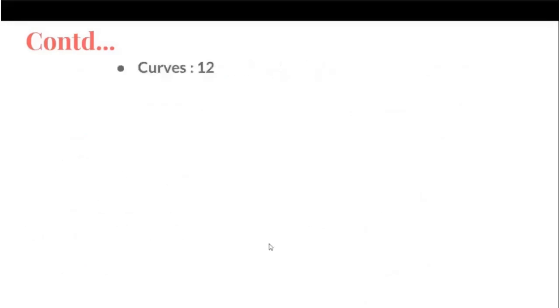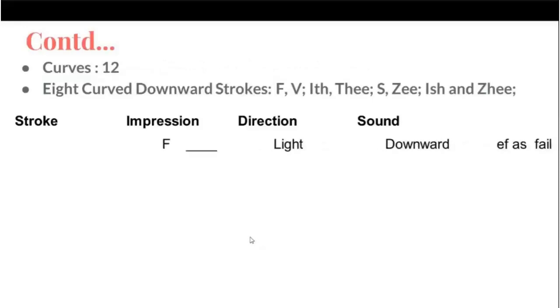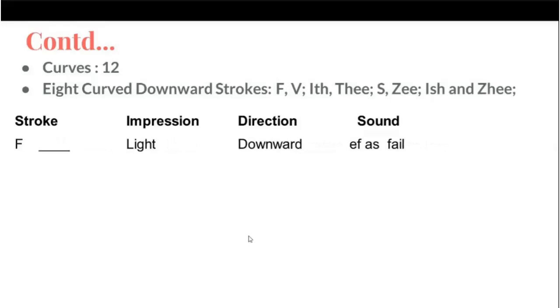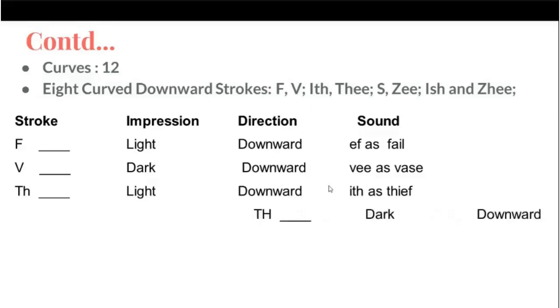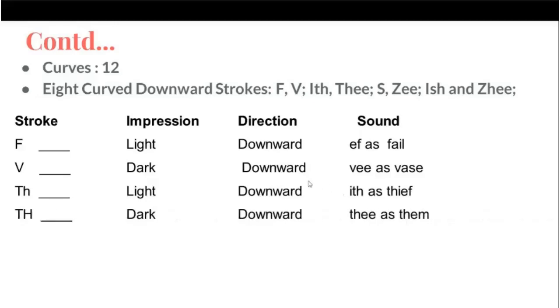Next, there are 12 curve strokes: F, V, TH, TH, S, Z, SH, ZH. F, light impression, downward. F as in fill. V, dark. It is also a downward stroke. TH as in base. It is a light stroke, downward stroke. D, it is a dark stroke, downward. D as in damp. S, it is a light stroke, downward. S as in acid.